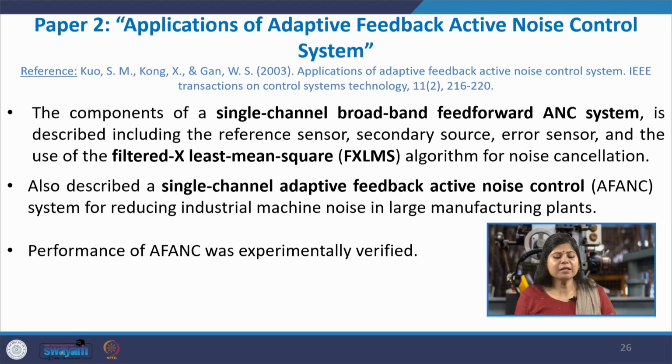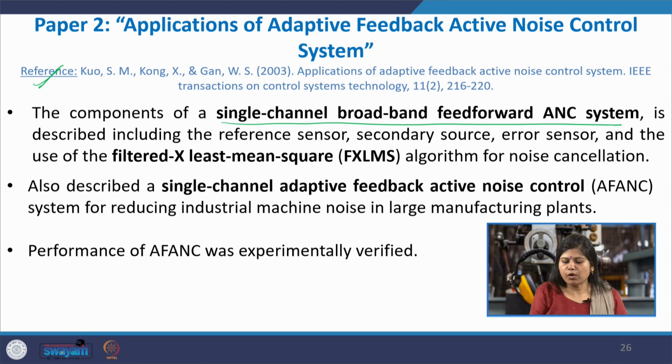So finally the second paper, here the application of an adaptive feedback active noise control system is being done. Okay, this is the reference of the paper. Here a single channel broadband feed forward ANC system was used, with the same Filtered-X LMS algorithm. If you are interested to know how this algorithm works, you can do a separate reading, but we can't discuss it within this course. So we are just giving a brief overview of it.